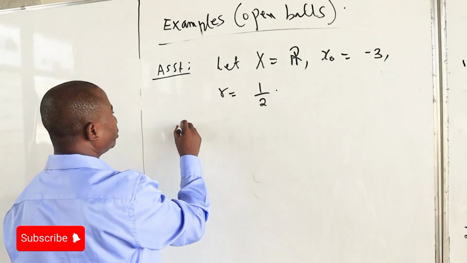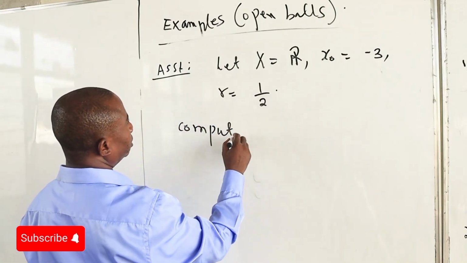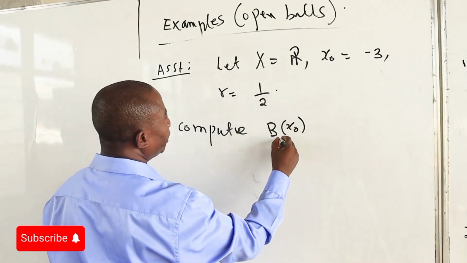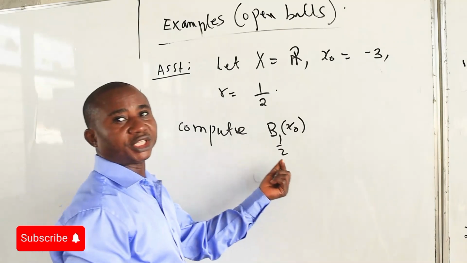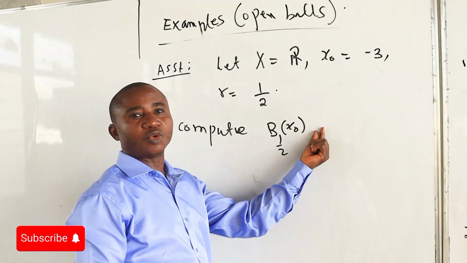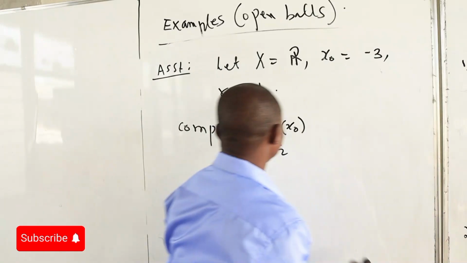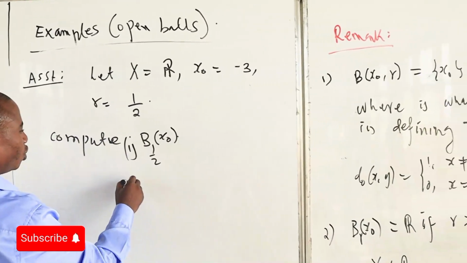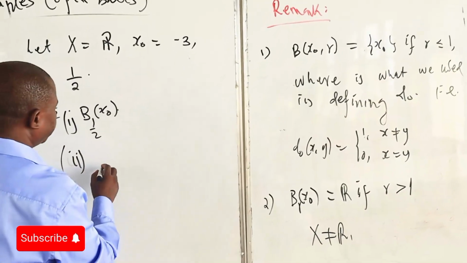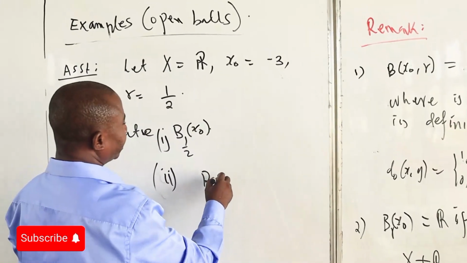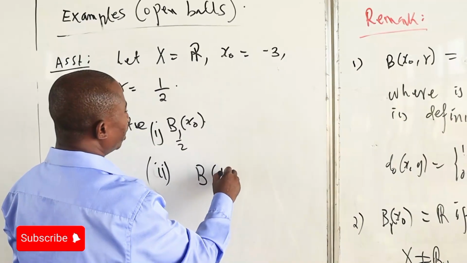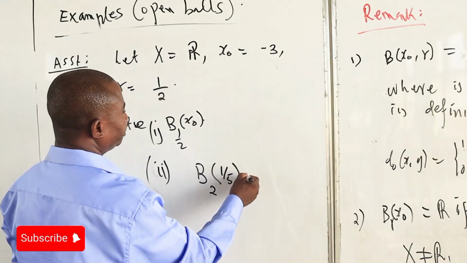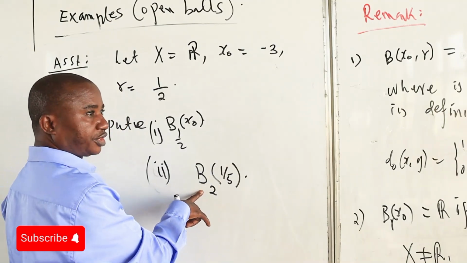I want you to compute the open ball with center x naught and radius r. Just tell me what it is without computation. You can easily say what it is following this remark. Again, I want you to compute also, so let me take this as 1, and then the second one, I want you to compute the open ball with center 1/5 and radius 2. So, still with the discrete metric.